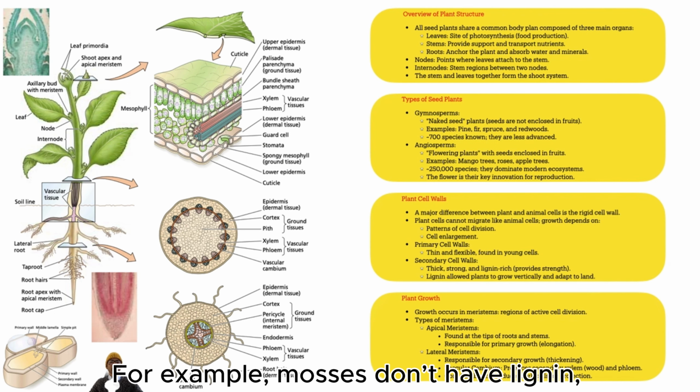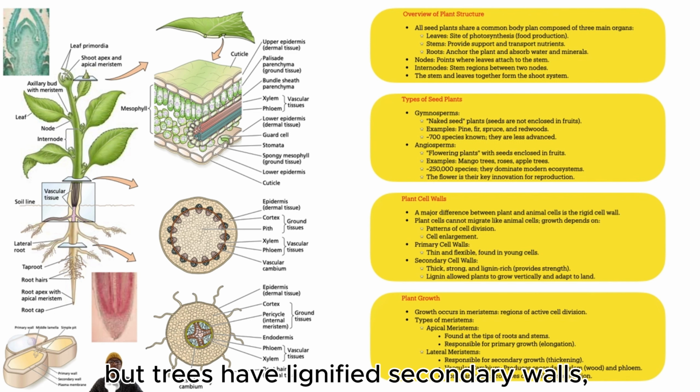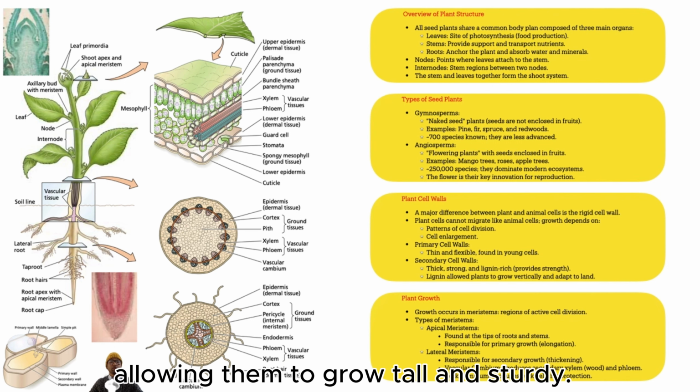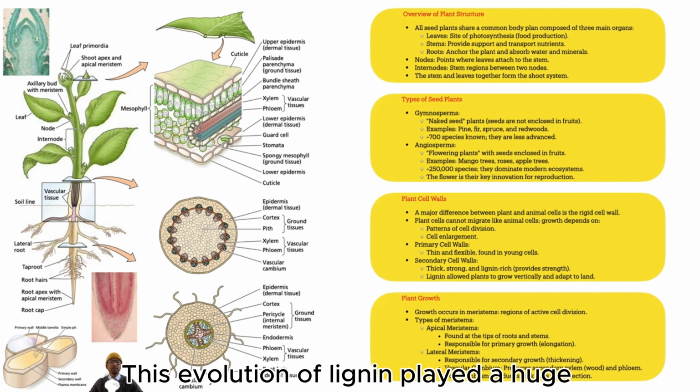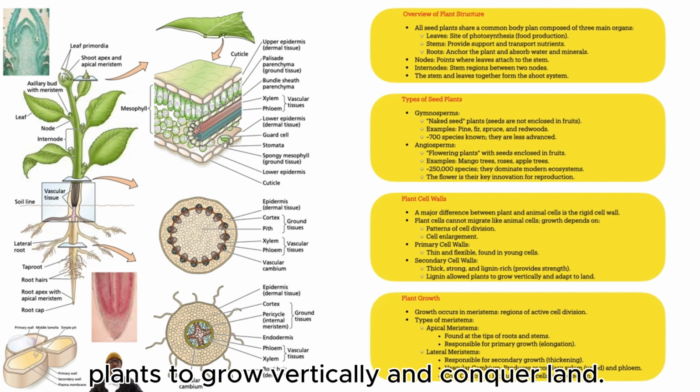For example, mosses don't have lignin, so they stay small. But trees have lignified secondary walls, allowing them to grow tall and sturdy. This evolution of lignin played a huge role in enabling plants to grow vertically and conquer land.